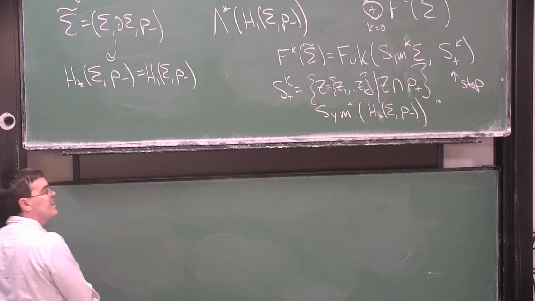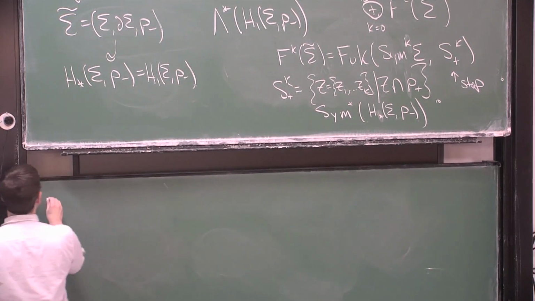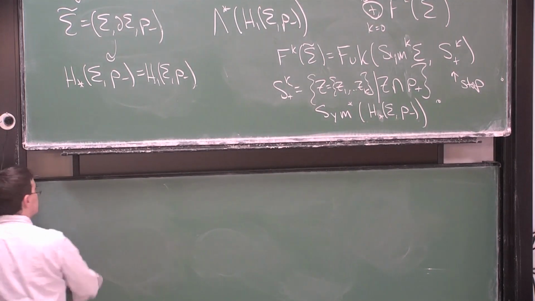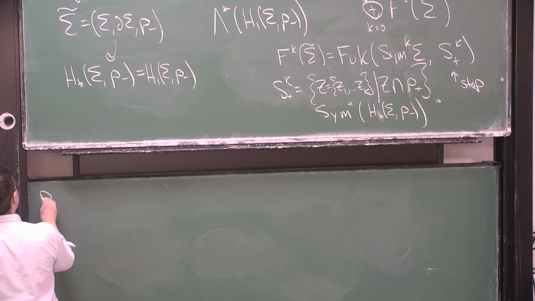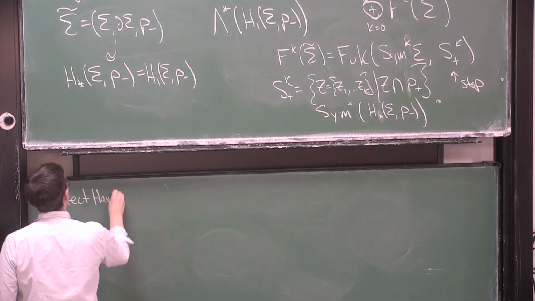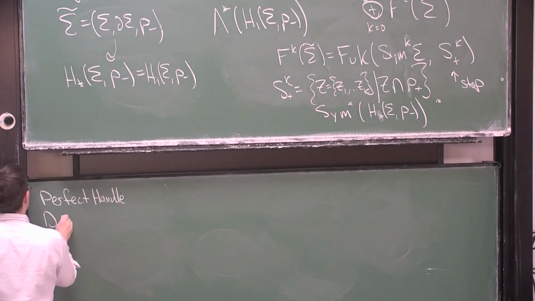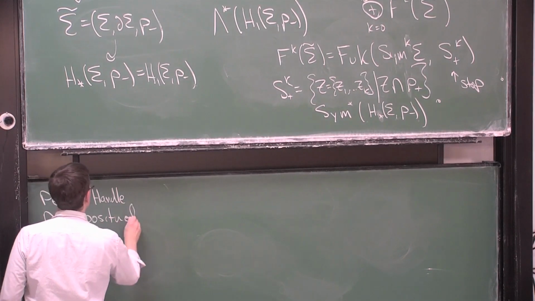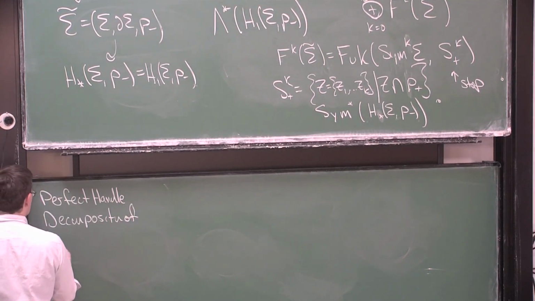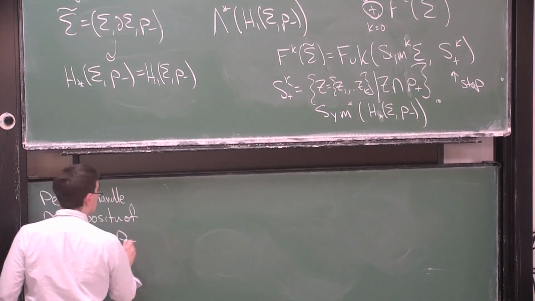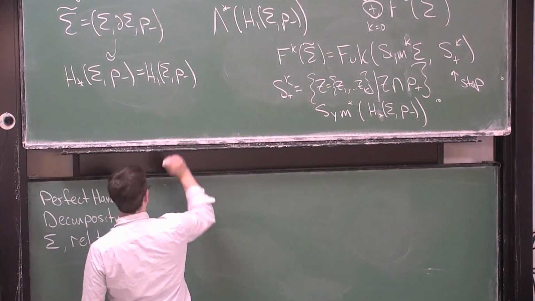So we have a basis. No, that's not what I want to say. If I have, let me say, a perfect handle decomposition of sigma relative to rho minus. Okay, so what do I mean by that?